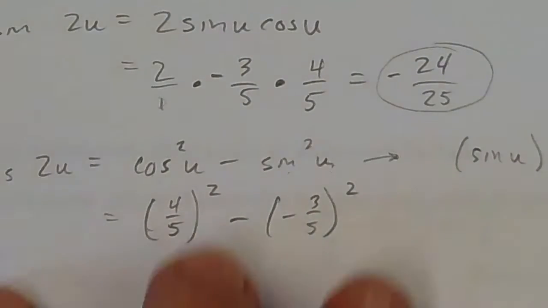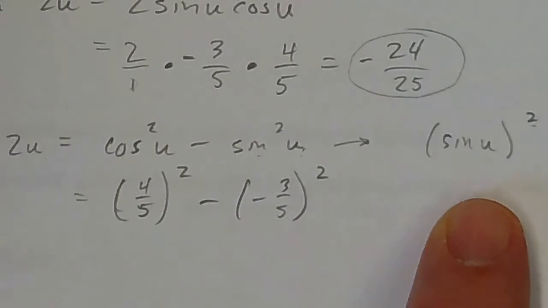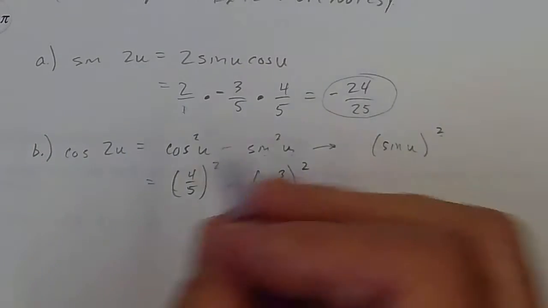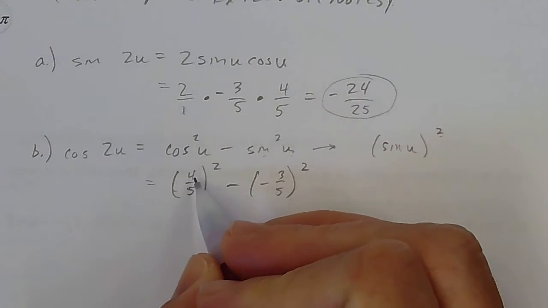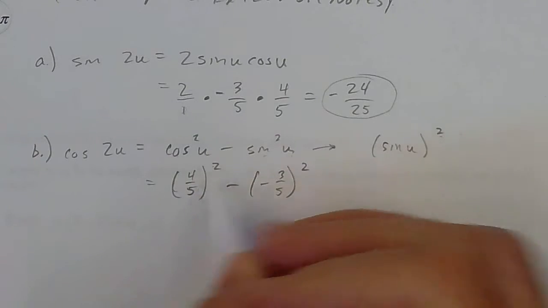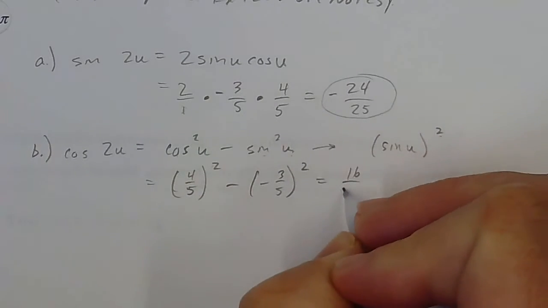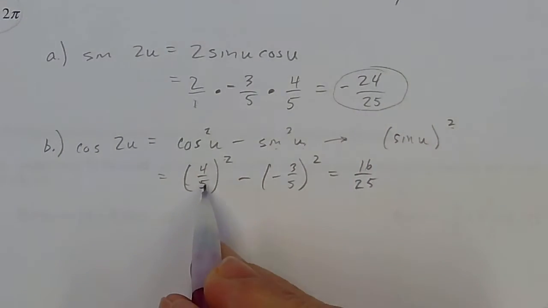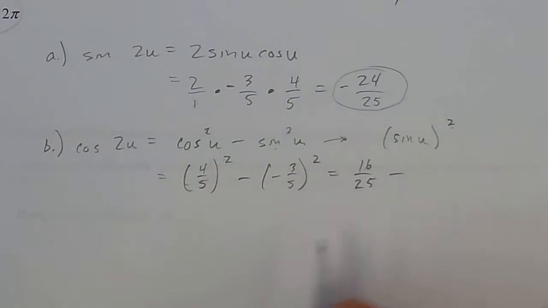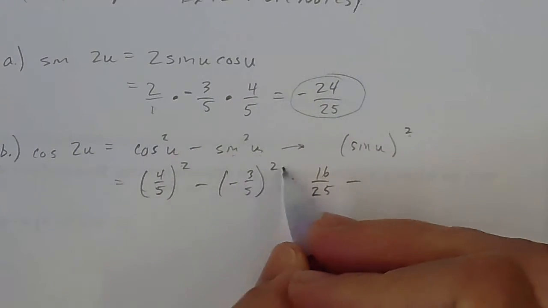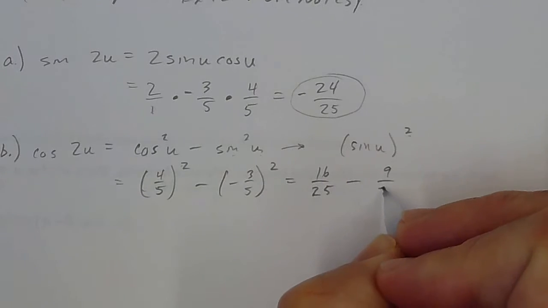Okay, tangent needs a little more space. I'm going to try to go to the right to save my space down here for tangent. So to just square these, when you square a fraction, it means 4/5 times 4/5. Or square the top, square the bottom. So I get 16/25 from that one, minus, and then this gives me 9/25.